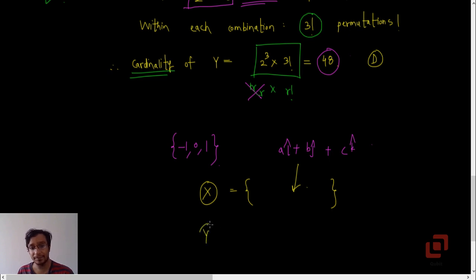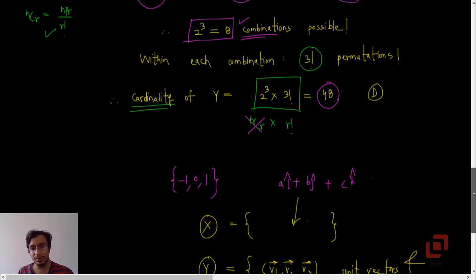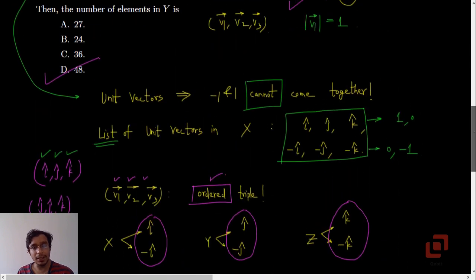And set Y is not a set which contains vectors. It is not made up of vectors, it is made up of ordered triplets such that v1 bar, v2 bar and v3 bar are mutually perpendicular unit vectors from the set X.